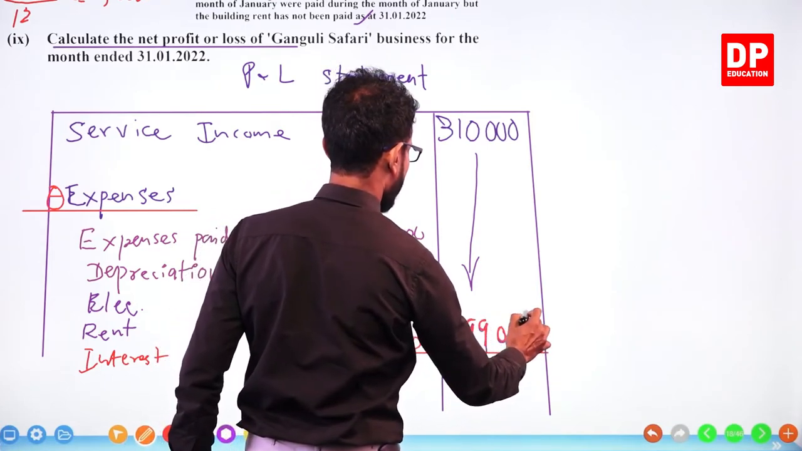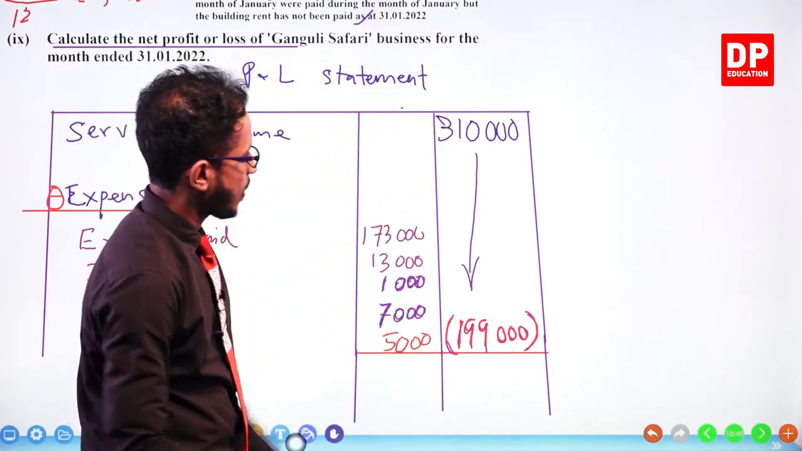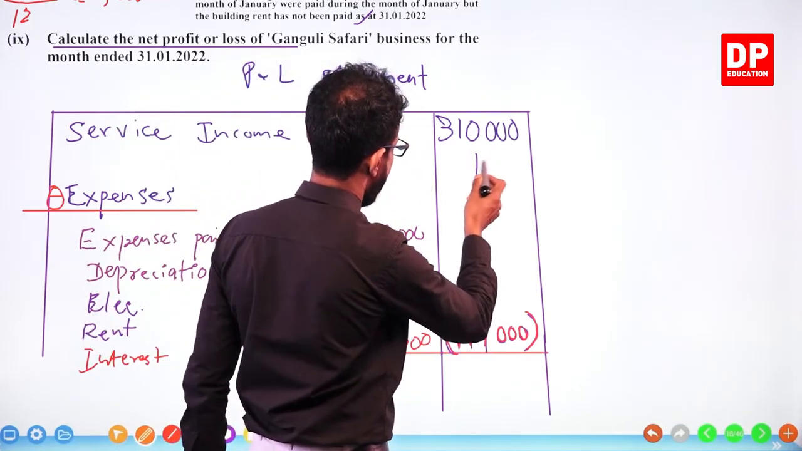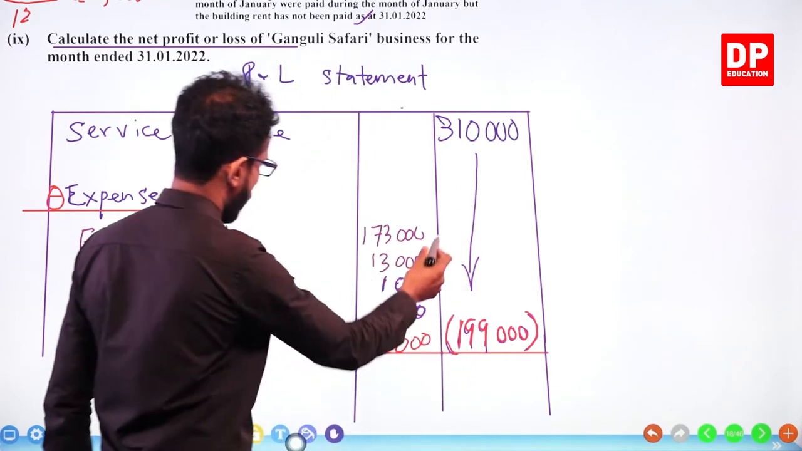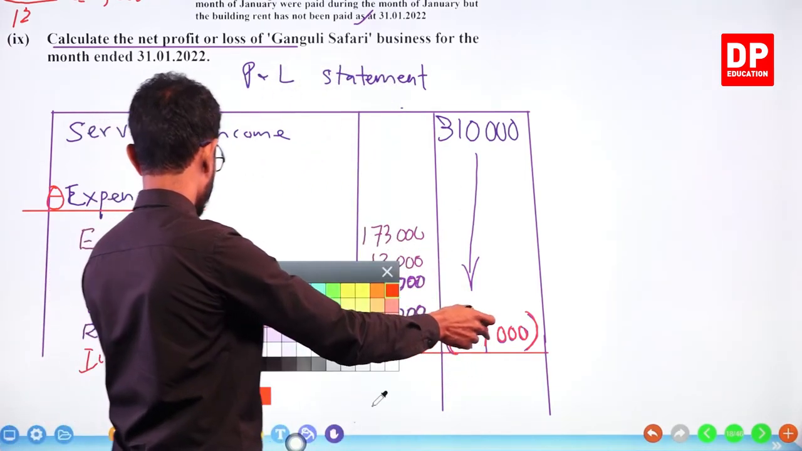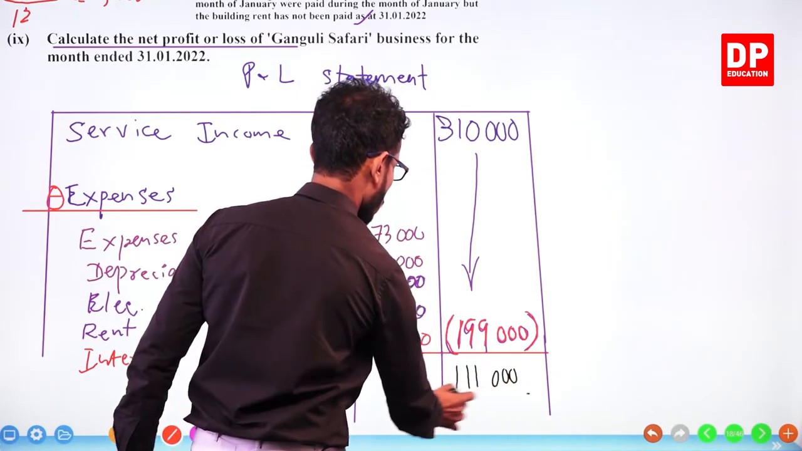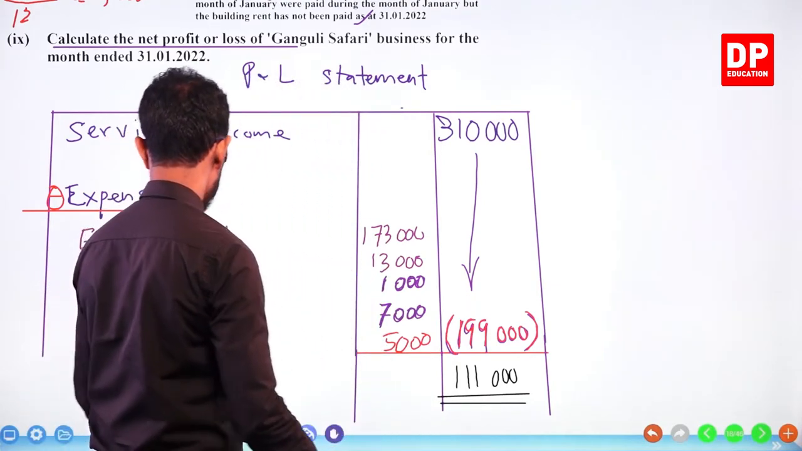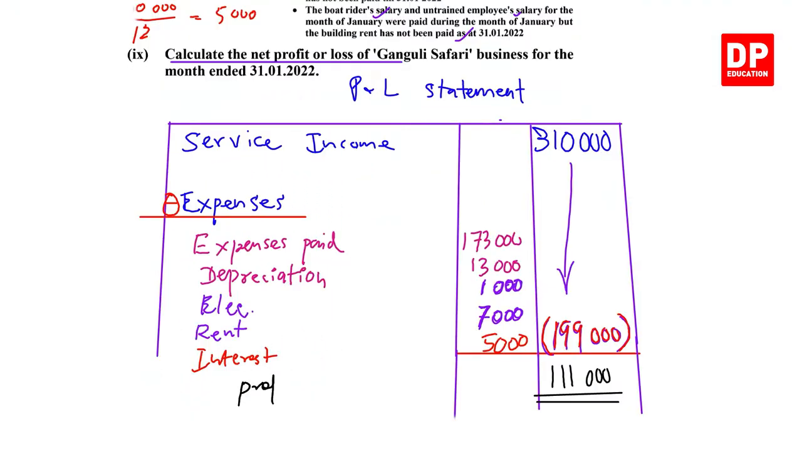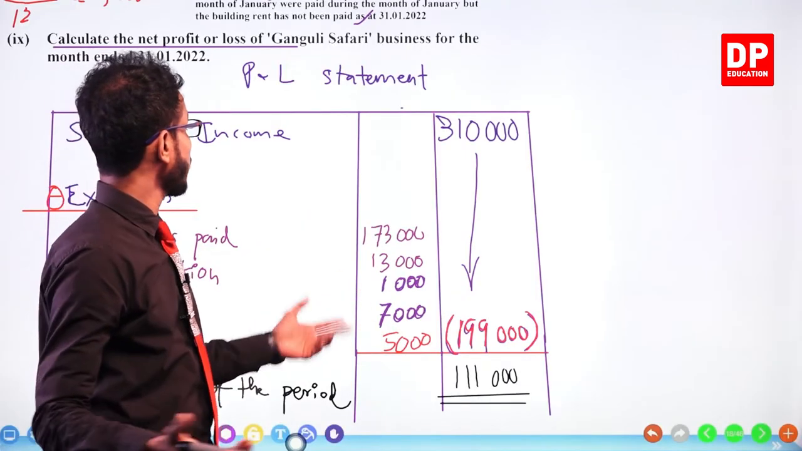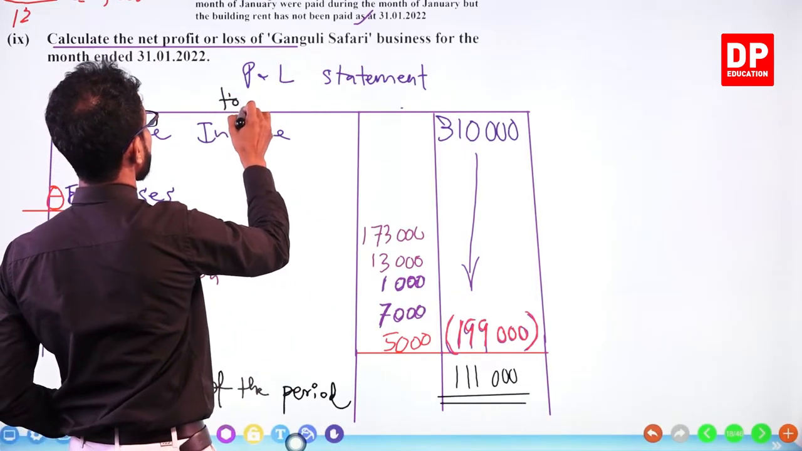199,000. When you subtract, how much do you get? 111,000, right? 111,000, yeah. There you go. This is the profit. That's why this guy is going to expand the business, right? Profit of the period, 111,000. That's why he's going to expand.